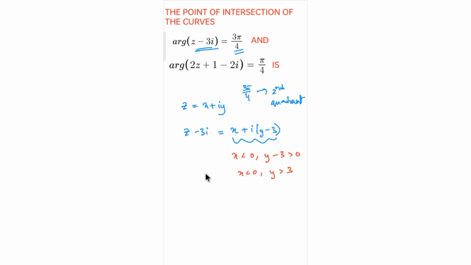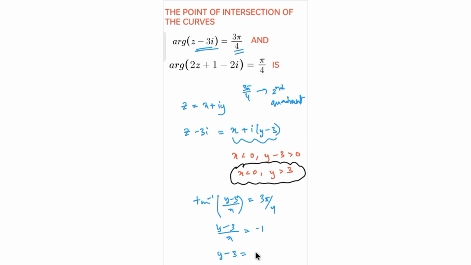So this is an important condition that we need to remember. While plotting them, we'll understand what the mistake is. On simplifying, the whole term is 3 pi by 4, so tan inverse of (y minus 3) divided by x is equal to 3 pi by 4. So (y minus 3) divided by x is equal to tan of 3 pi by 4, which is minus 1. So we get y minus 3 is equal to minus x, so x plus y is equal to 3. This is the line equation that we have got.